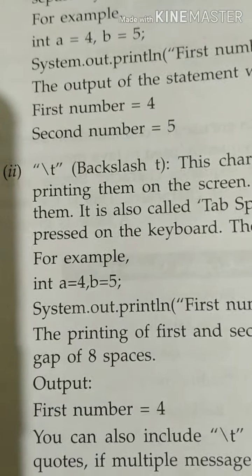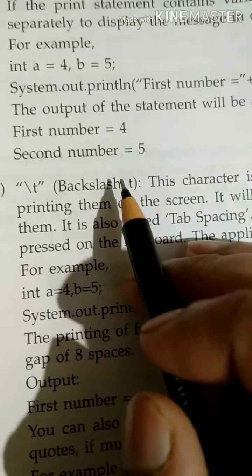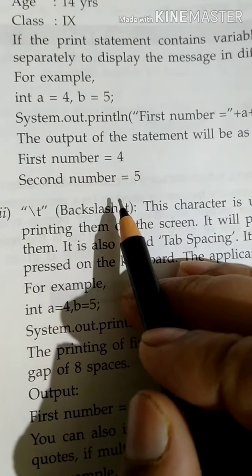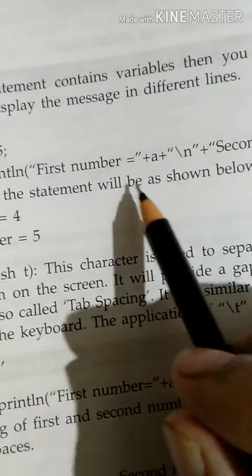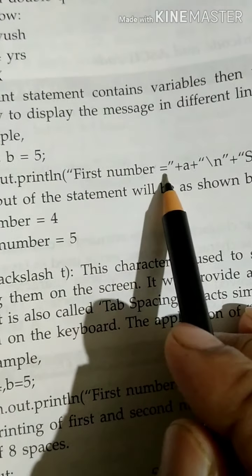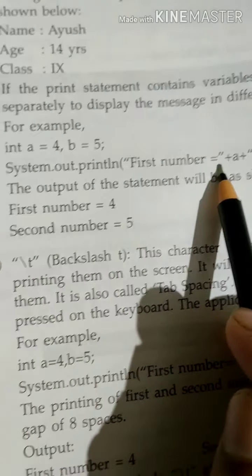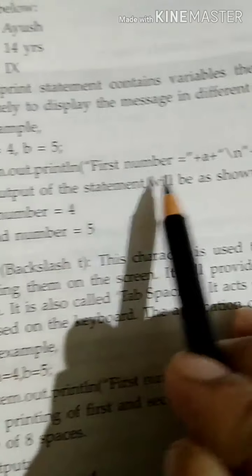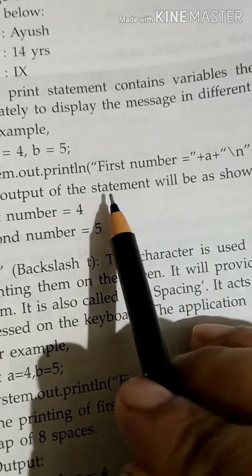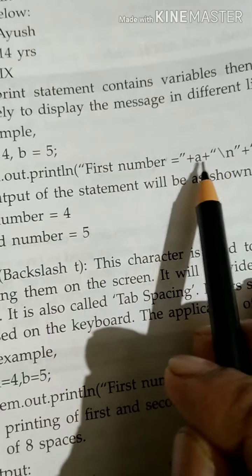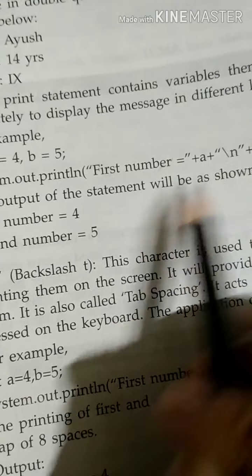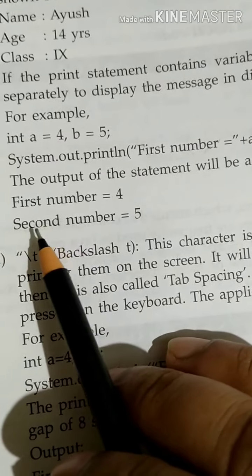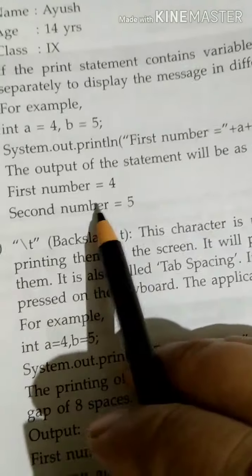I hope you are understanding. I am trying to explain these things in a simple way. Okay, it's not very hard, very easy. This is the string value. This is a message, it will be prompted on the screen only. Here plus a means the value you are giving, and this plus is a separator and backslash n will break the line, and then second number will be printed.